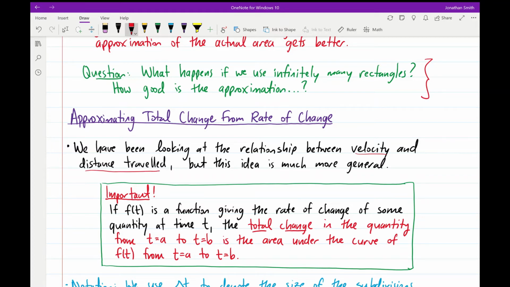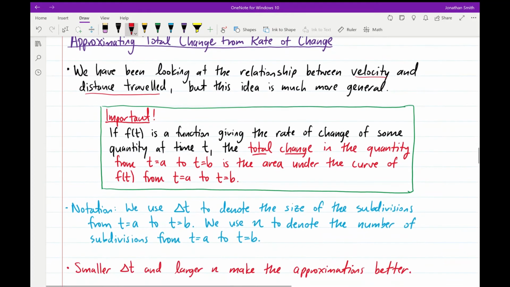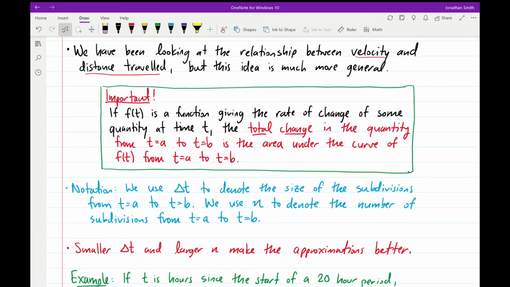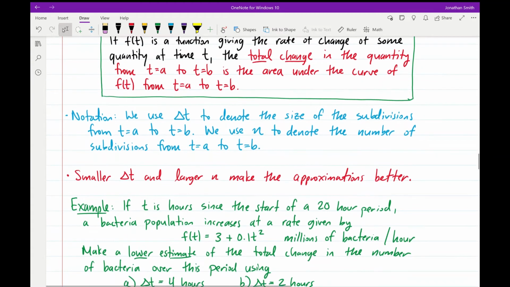So far, we've only been talking about the relationship between velocity and distance traveled, but the idea that we've been bringing up is actually much more general. So here's another important fact that you should know. This is generalizing from the box that we had about velocity. If f of t is a function that gives the rate of change of any quantity for some time t, then the total change in the quantity from time t equals a to time t equals b, so over some interval of time, is the area under the curve of f of t from t equals a to t equals b. So this is really the same statement that we had for velocity, but now we're generalizing to include the rate of change of any quantity, not just velocity.